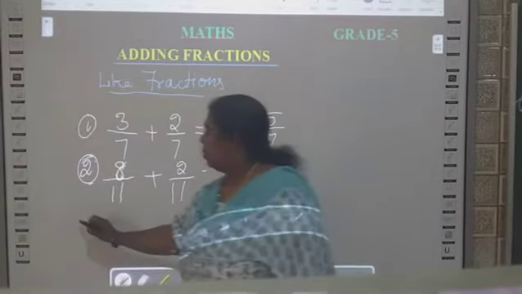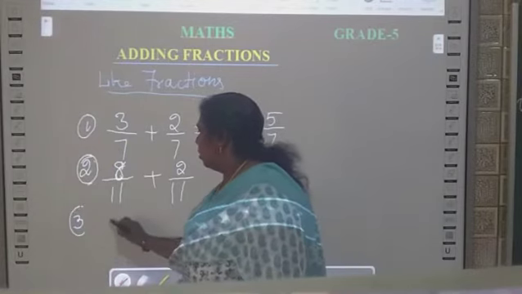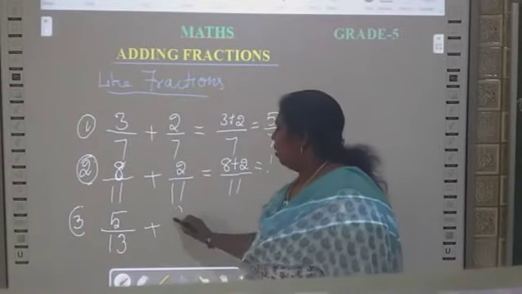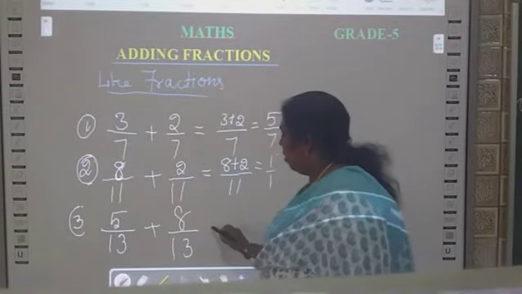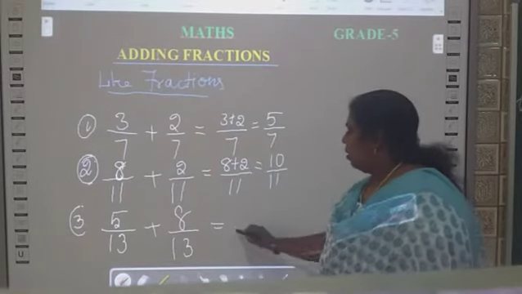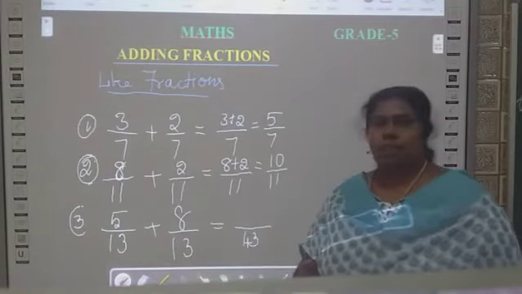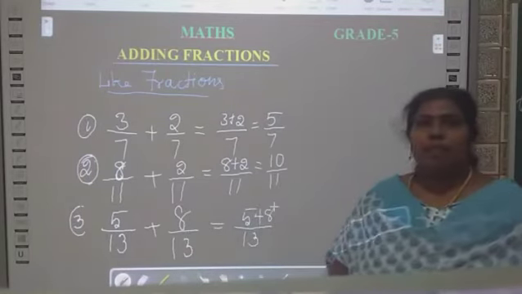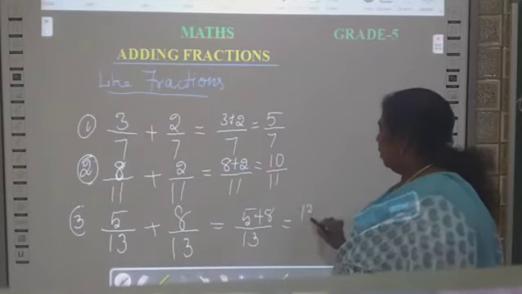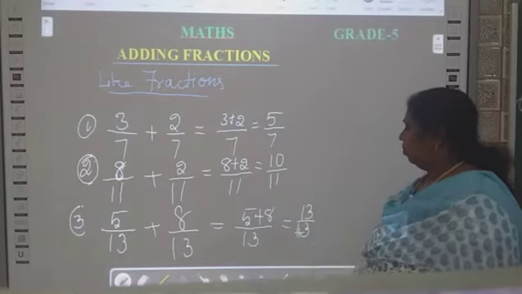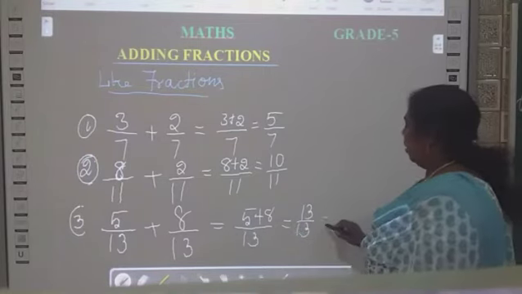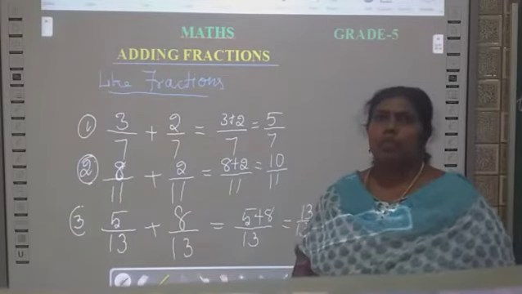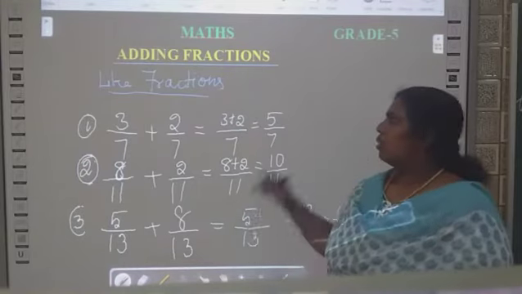Understand? The third example: 5 by 13 plus 8 by 13. Add these two fractions. Here 13 will come as the denominator. Then you have to add the numerator values, 5 plus 8. 5 plus 8 is how much? 13. So 13 by 13, which is 13 divided by 13. What will it come? 1. If you divide a number by the same number, the quotient is 1 only.